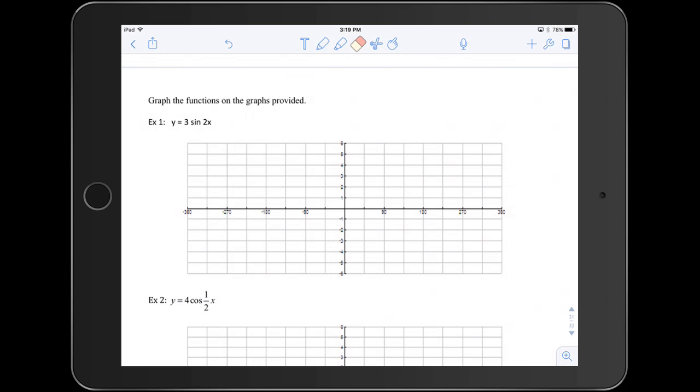It says let's graph the function on the graphs provided. Of course, this is no calculator. It's not horrible to make sure that you can use your graphing calculator to graph these, but ultimately when the assessment comes around, you're not going to have a calculator. The first thing I'm going to do, just to make it a little bit more straightforward, is say, hey, you know what?